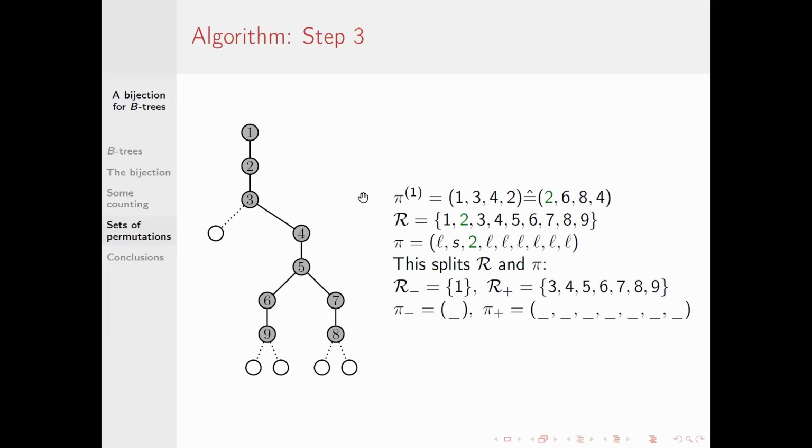Okay, now I can split my range and my permutation. So pi minus contains all the small elements, pi plus contains all the large elements. For R minus, there's nothing to do. I can just write the 1 in here and then copy it in here. So I fix that position.